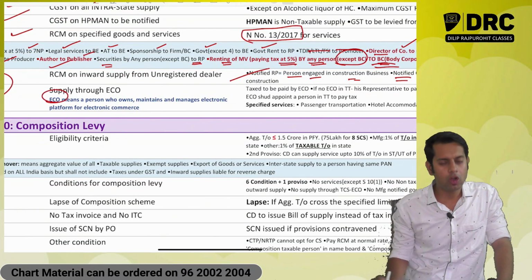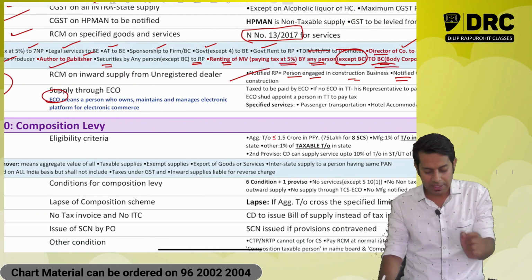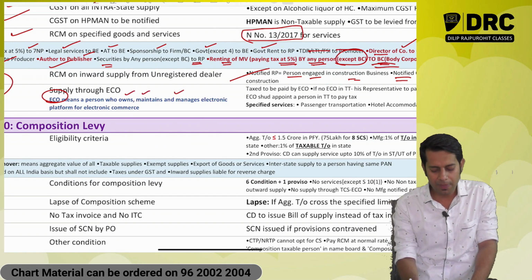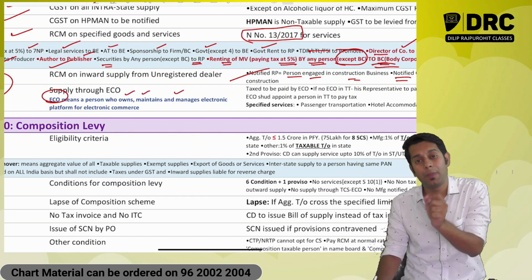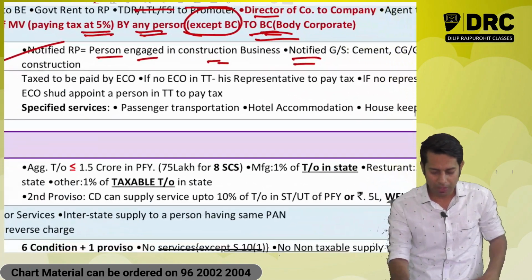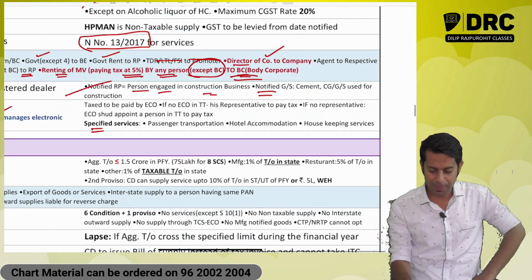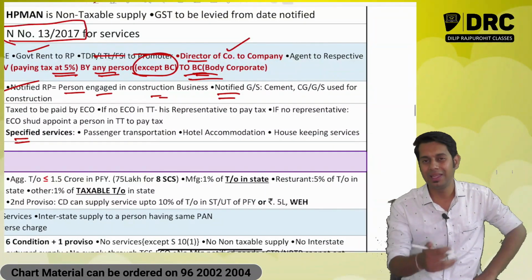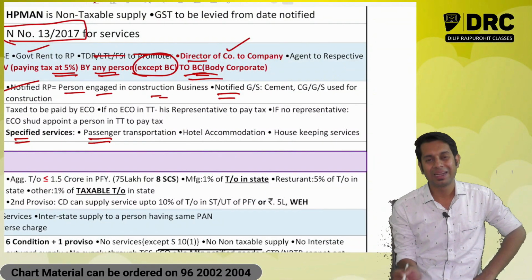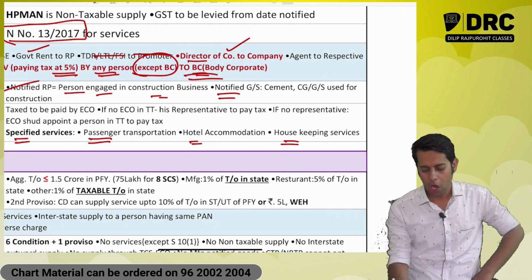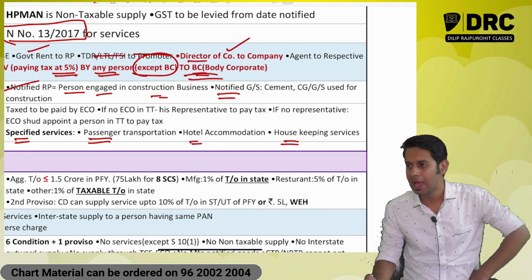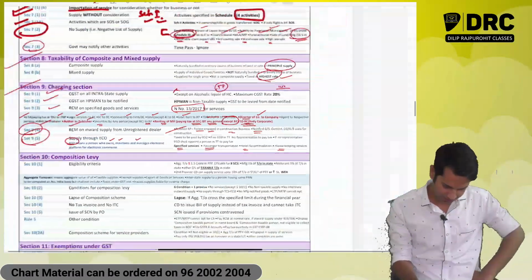Sir, what do you mean by e-commerce operator? E-commerce operator means any person who is owning, operating, maintaining and managing an electronic platform for electronic commerce. Sir, what are the services notified under section 9.5 for payment by the e-commerce operator? They are transportation of passenger services, accommodation in hotel or guest house services and housekeeping services.